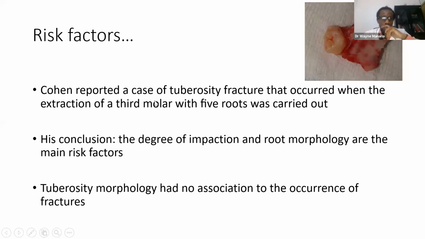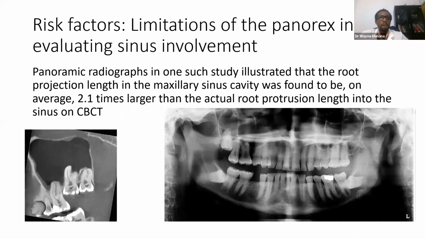Cohen reported a case of a tuberosity fracture that occurred in a patient who had 5 roots. So even multiple roots on one tooth should raise an alarm. The conclusion is that the degree of impaction and root morphology are the most important risk factors, and tuberosity morphology has no association. So don't look at the X-ray to look at the shape of the tuberosity and use it as a predictor of the risk of tuberosity fracture.